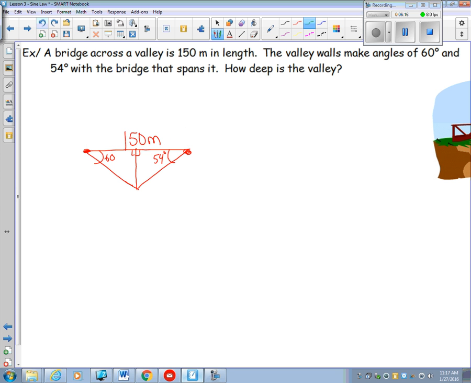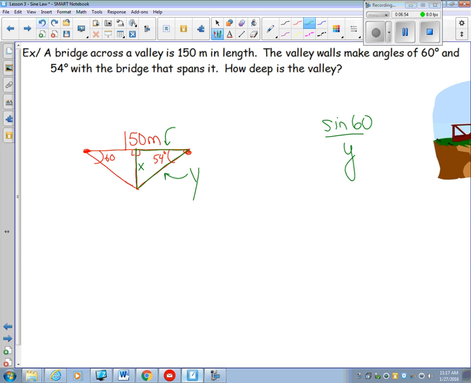So I want to know the depth of the valley. I want to know this value right here. I could, if I were able to figure out this piece or this piece, use SOHCAHTOA, because I'd only be dealing with one of those two triangles. And it's possible for me to figure out this side right here because it's part of the overall big triangle. In fact, y would be across from the angle 60. So if I were to say sine 60, I know it goes with y, part of the big triangle.